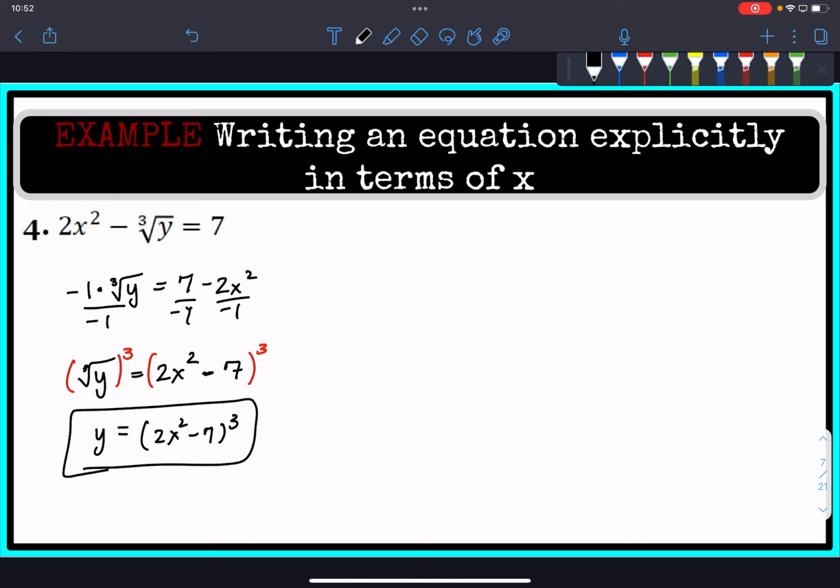And this is our equation explicitly written in terms of x. So we know explicitly that y is equal to 2x squared minus 7, all raised to the third power.